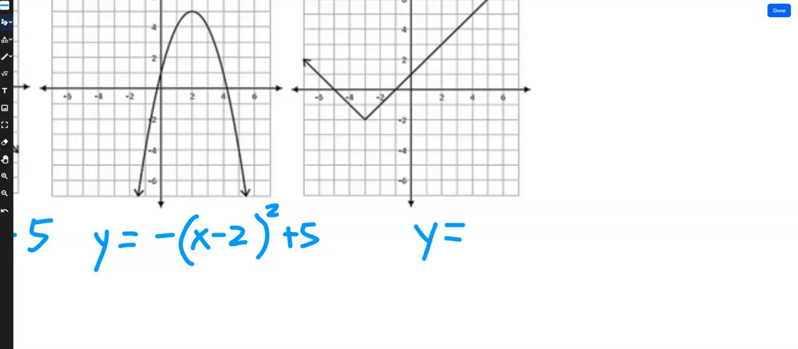This one being an absolute value function, it did go to the left 3. You can see it went left 3. It also went down 2, so that would be on the outside to make that happen. And we'll go to the next slide.